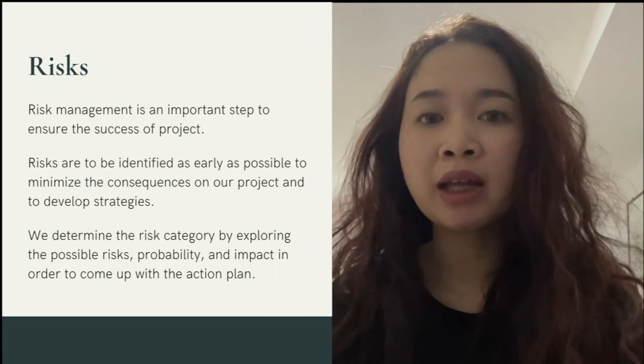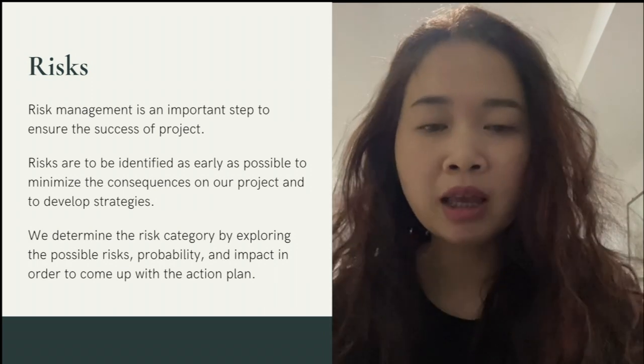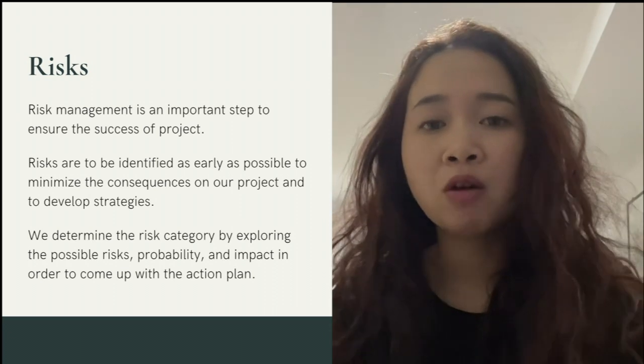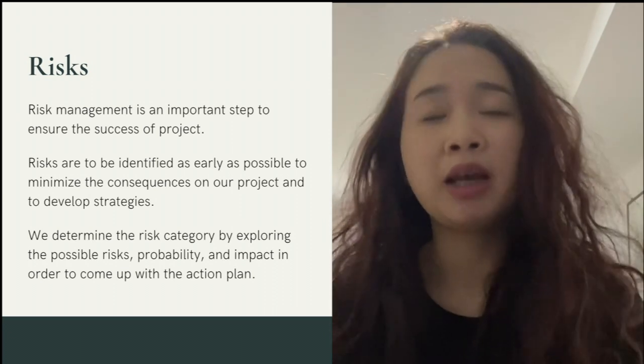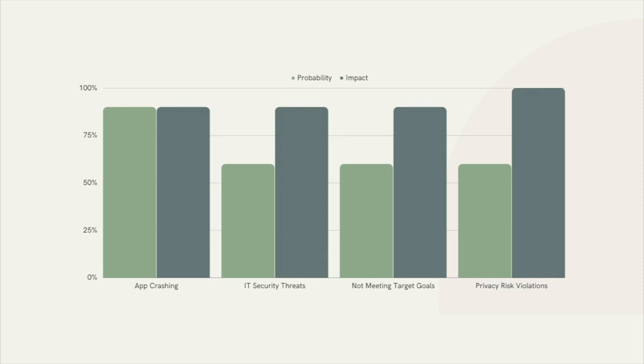We determine the risk category by exploring the possible risk, the probability of it happening, and how strong or weak the impacts are, to come up with the action plan. This graph shows 4 main risks that can highly happen and greatly impact our project. First, app crashing has 90% probability and 90% impact. Next, both ID security threats and not meeting target goals have 60% probability and 90% impact. Lastly, privacy risk has 60% probability and 100% impact.